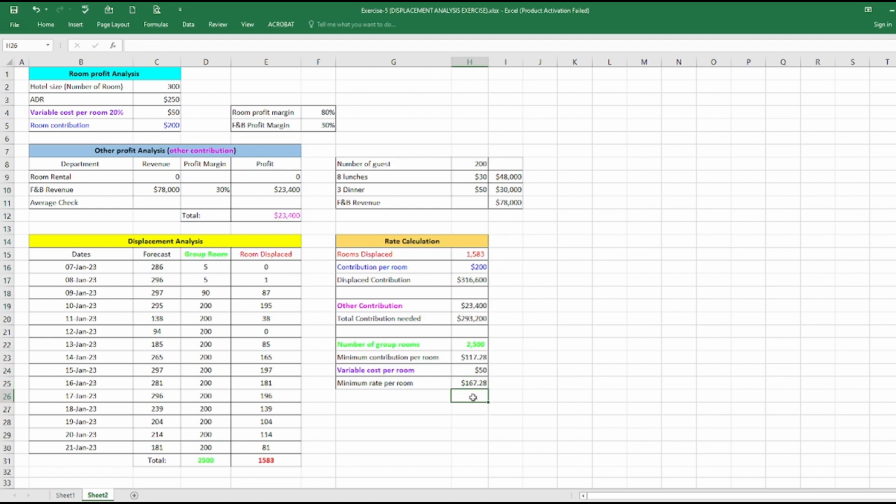This exercise is to show whether we can take the group of 2,500 room nights with the displacement of 1,583. We need to take at least the minimum rate of 167.28 from these 2,500 rooms. Okay, so thank you very much everyone.